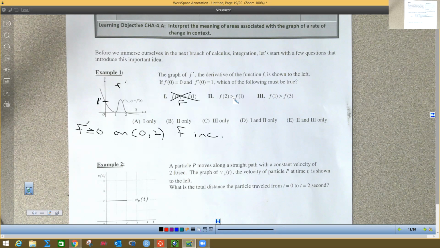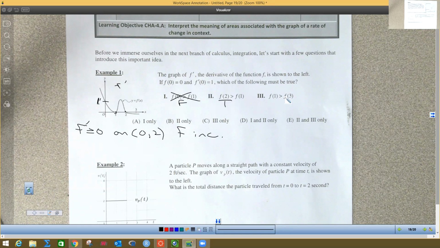Then we want to know, is f of 2 greater than 1? Well, if you look, we've gone up from 0, 0 to some value at 1, and then we keep going up because f prime is greater than 0. We keep going up to 2. So 2 is up higher than 1. So this one is true.